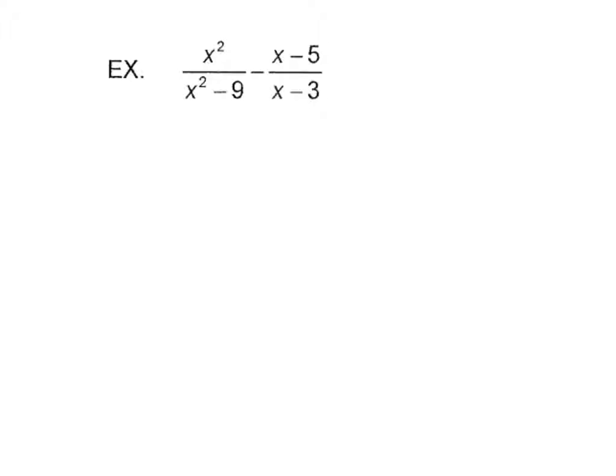Now we're doing a subtraction, and we still want to factor. So x squared over x squared minus 9, which factors as x plus 3, x minus 3. Whenever I subtract a fraction, I always seal off the second one in parentheses to help avoid sign errors.